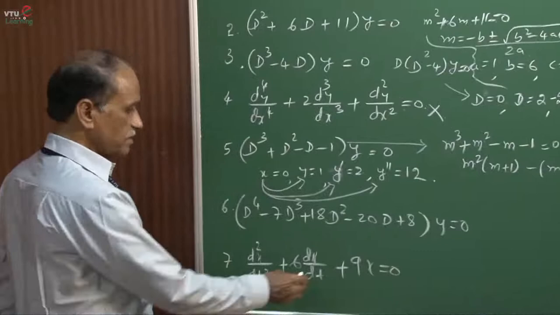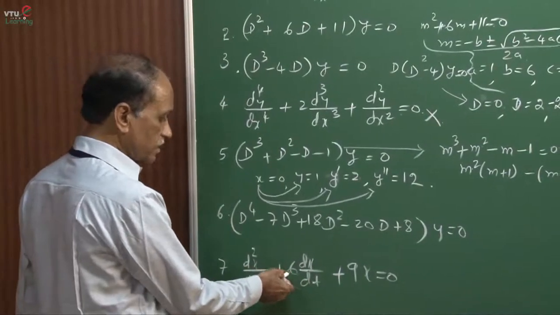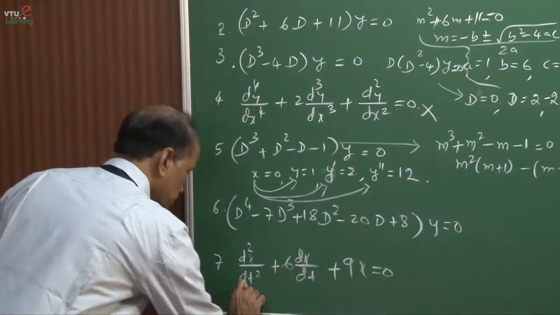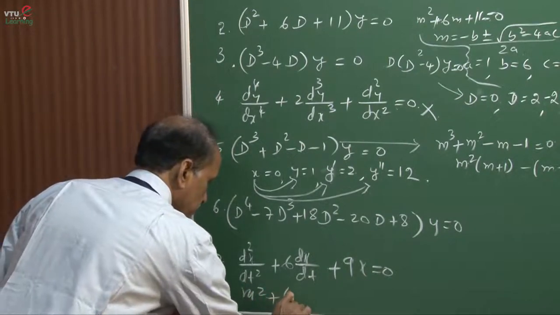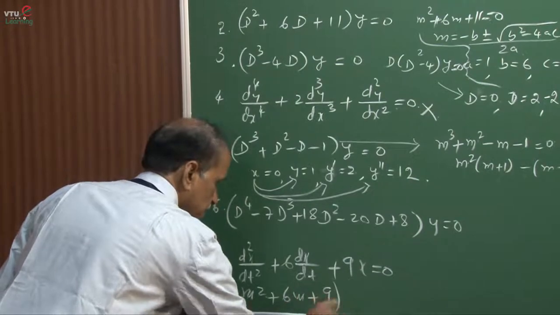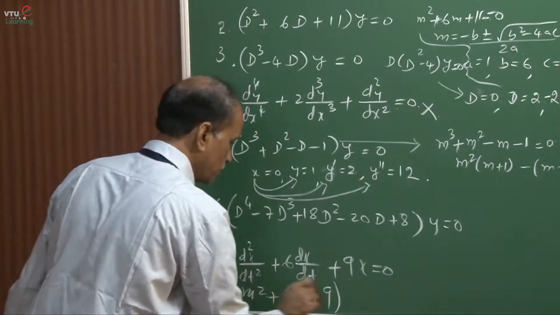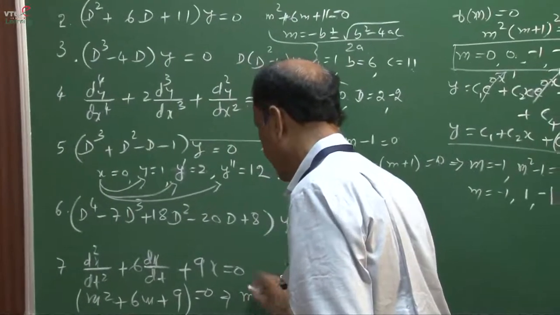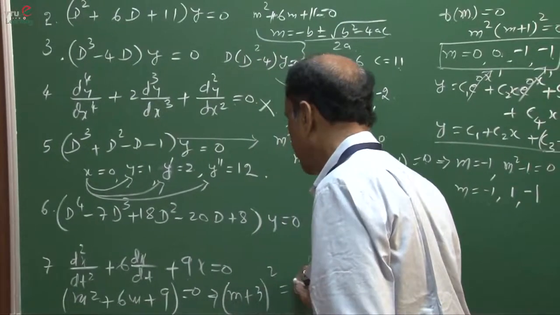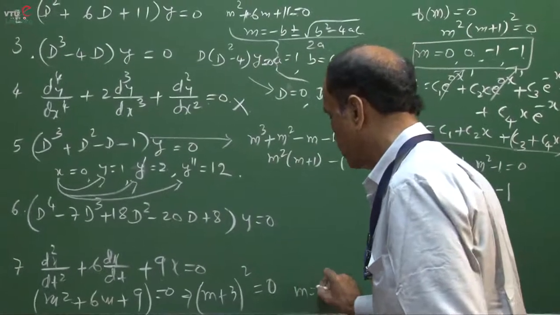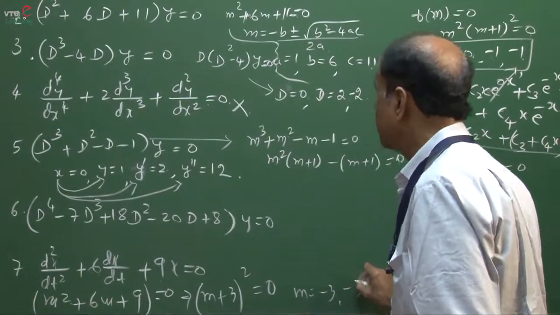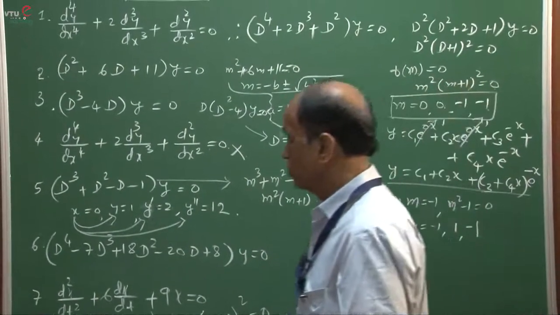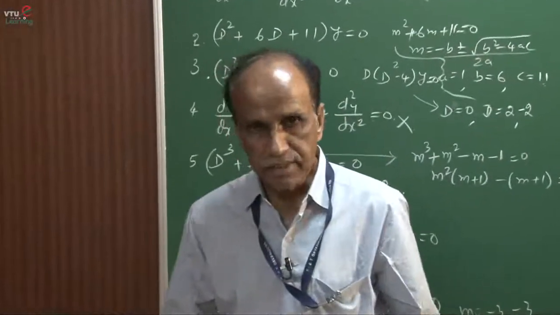That is one thing. Next, here it is a second degree equation. This must be taken as: here 6 is there, that means 3 into 2, 6 is there, and 3 square. This becomes m square plus 6m plus 9 equal to 0. This gives m plus 3 whole square. M plus 3 whole square means what? M is equal to minus 3, minus 3. So like this you can get two roots which are real and repeated.